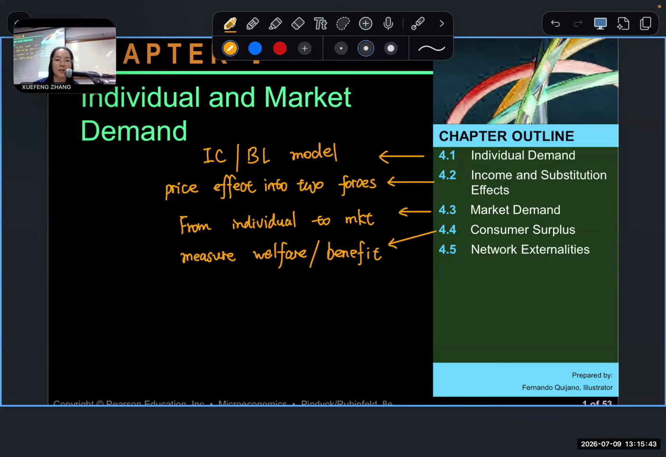The last topic, network externalities, okay? Does my demand depend on what other people buy too? This is the question. And we're building the demand interdependency, okay? Like the social media, the Line app. So here is about demand interdependence. This is the whole picture about chapter 4 and our second topic, okay?